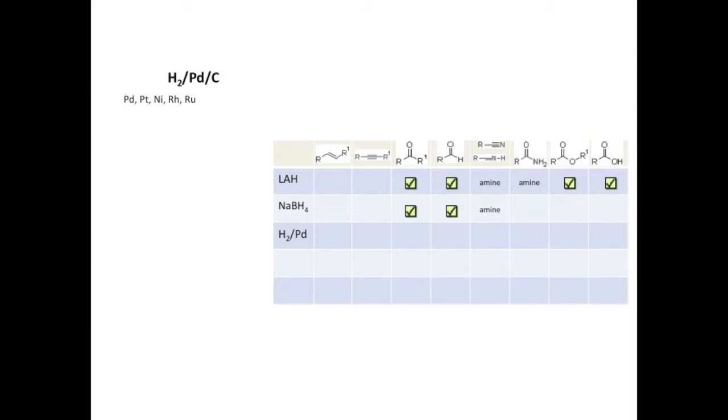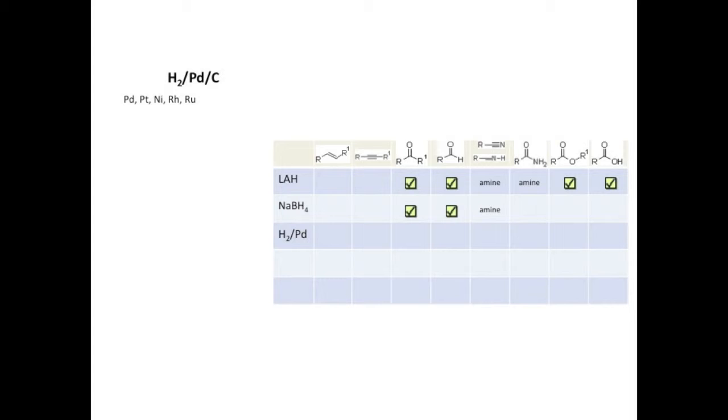Up next is catalytic hydrogenation. I have it labeled here as H2 with a palladium catalyst, but any of these metals can also be used as catalysts in addition to palladium, and they are platinum, nickel, rhodium, and ruthenium, so watch out for that on the MCAT. I would just recognize this reagent as H2 with some high atomic number transition metal.